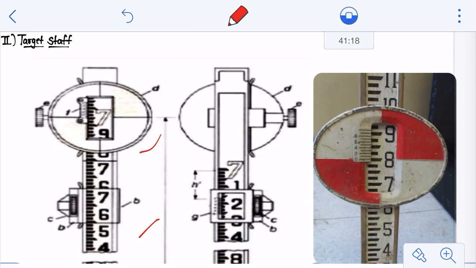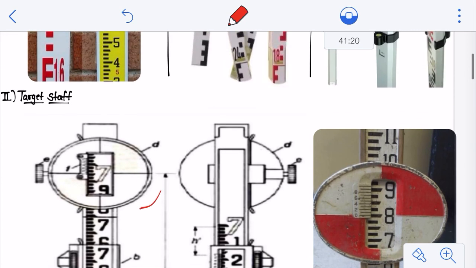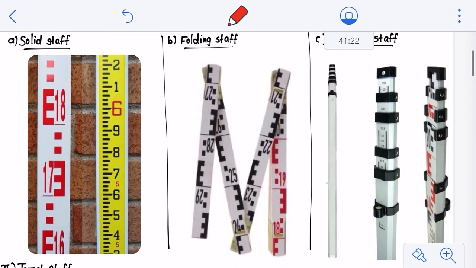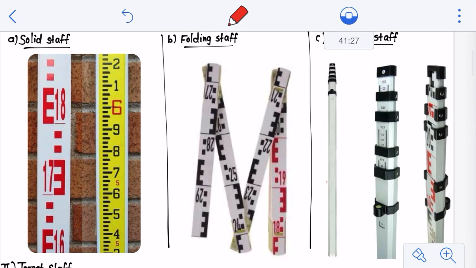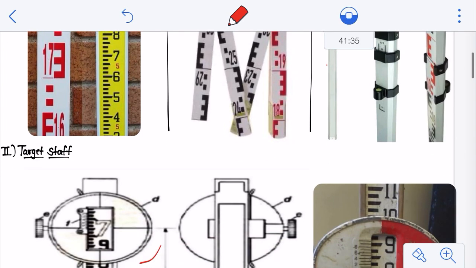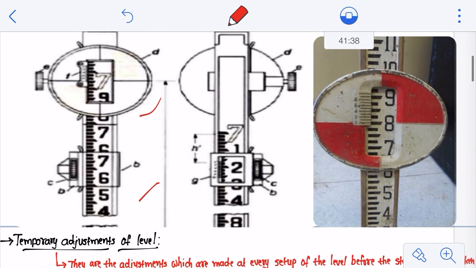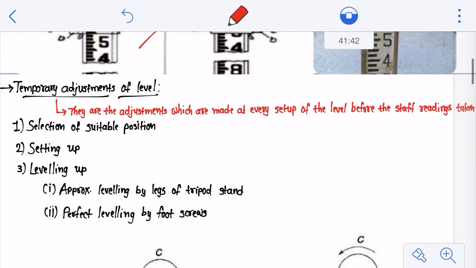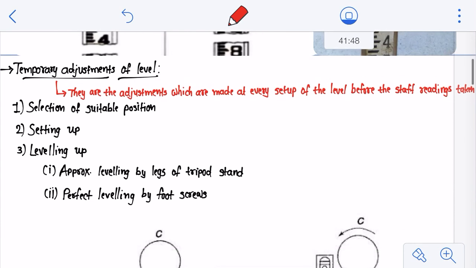So target staffs are rarely used, and nowadays the telescopic staffs are the preferable ones. And as I mentioned, for automatic levels, somewhat more advanced staffs are available, such as the prismatic staff, etc. So these are the different instruments of leveling used. You need to make sure that you remember the different types of it, though we haven't discussed the detail of each type.